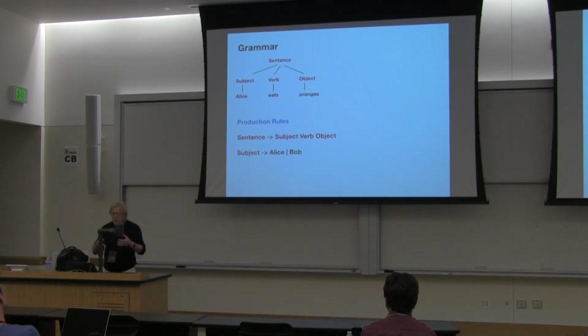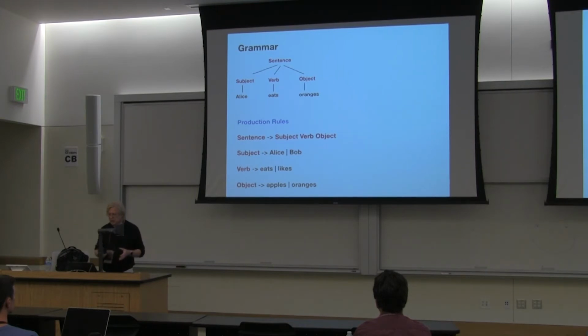But here you already see the two main aspects of production rules. One is you derive a symbol to a sequence of symbols, one after the other. Another is you derive a symbol to one of several alternatives, in this case only two. We have a rule for deriving verbs and for deriving objects. And we can sort of visualize the whole process like this.